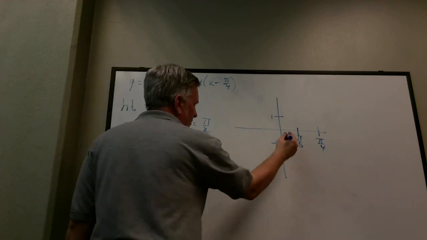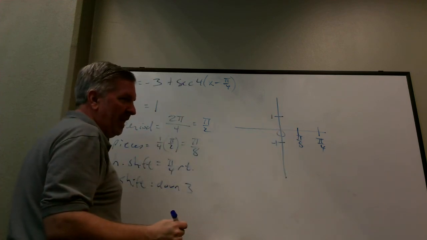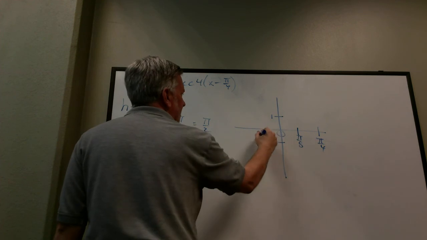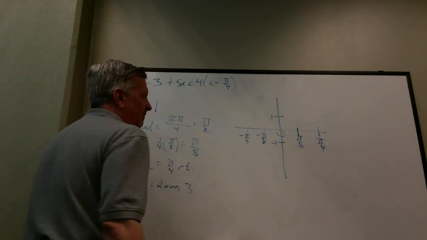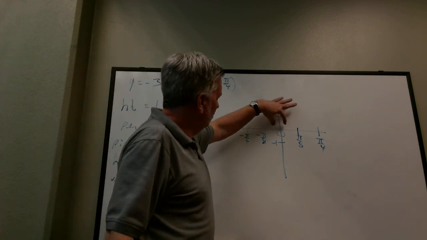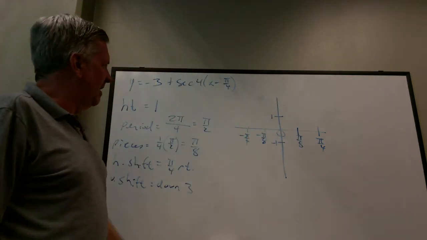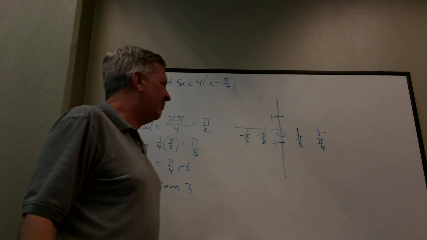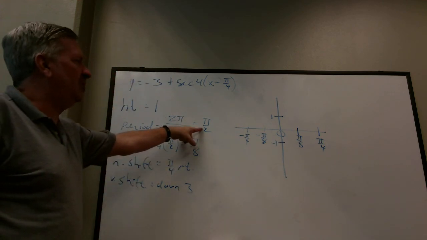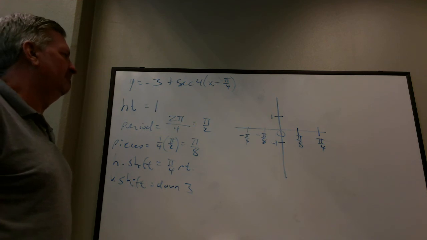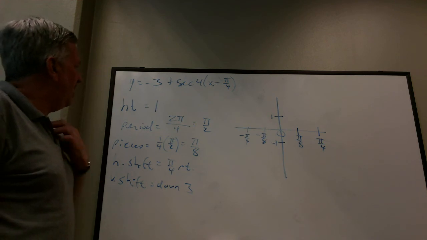Again, I'm making the numbers work out. We keep hitting 0, but you don't have to. Subtract another piece, I'm at minus pi over 8. Subtract another piece, I'm at minus pi over 4. Notice I have 1, 2, 3, 4 pieces. From minus pi over 4 to pi over 4 is a distance of 2 pi over 4, which is pi over 2, which is what I said the period should be. Okay, so now I'm ready to sketch.